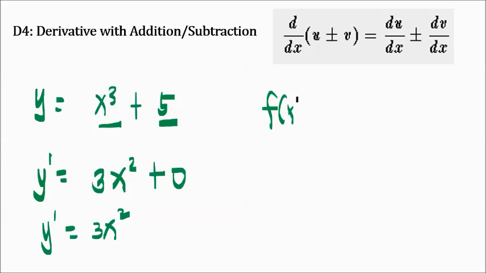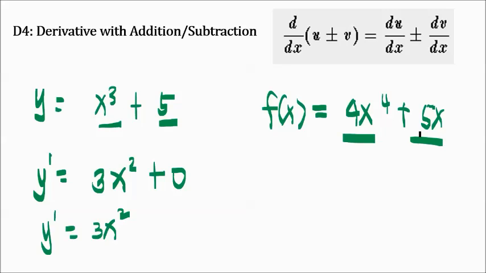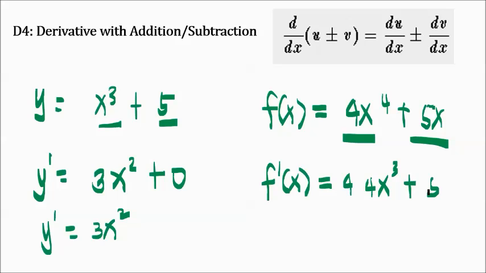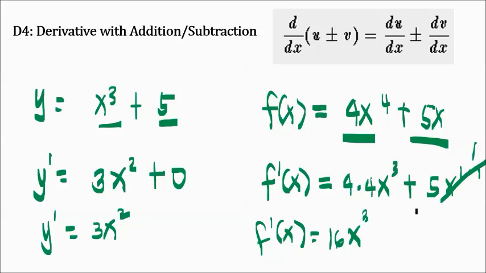Another, f of x is equal to 4x raised to 4 plus 5x. If we get the derivative of 4x raised to 4 plus 5x, we get the derivative of each term separately. f prime x is equal to, this one 4, then the derivative of this one is 4x raised to 3 because 4 minus 1 is 3, plus 5x raised to 1 minus 1. So f prime x is equal to 4 times 4 is 16, x raised to 3. Then this is only equal to 1 times 5.